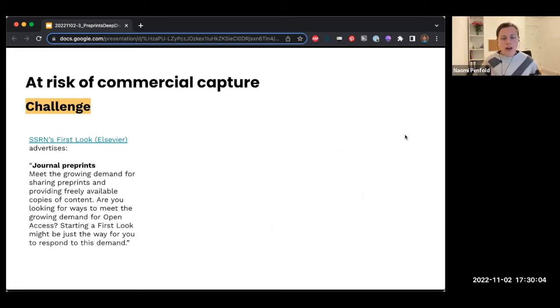Okay. And one of the final challenges I want to raise, which is a really pressing one, is that this is a space that I think is currently at risk of commercial capture, if you like. SSRN, I mentioned earlier, is one of the longest running preprint servers, although it now has other content, and so it's quite hard to really know how many preprints are there. But in 2016 it was acquired by Elsevier, and it's now the mechanism by which Elsevier provides this first look service to their portfolio.